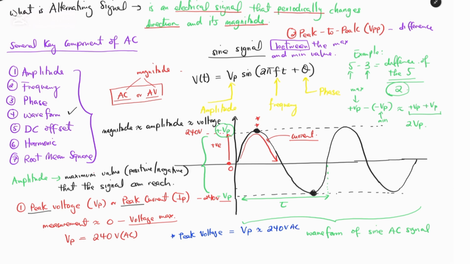If they ask you to find the peak-to-peak voltage, it is equivalent to 2 times the Vp. In our example, you have 2 times 240 volts AC. So this is your peak-to-peak voltage, and this is your voltage peak of this AC sine signal. You can apply this to a sinusoidal signal such as a sine and a cosine signal.